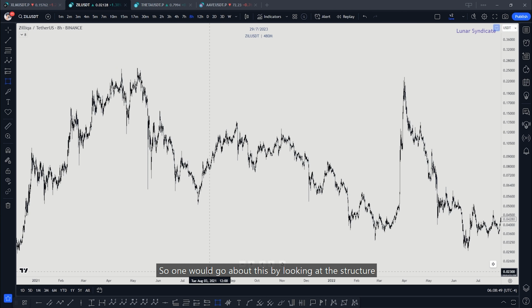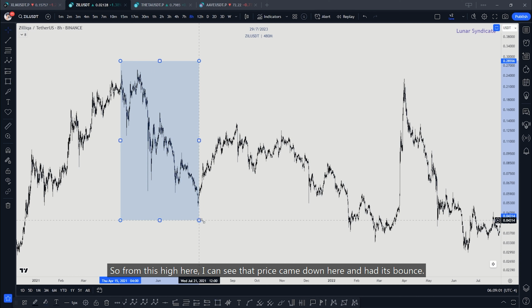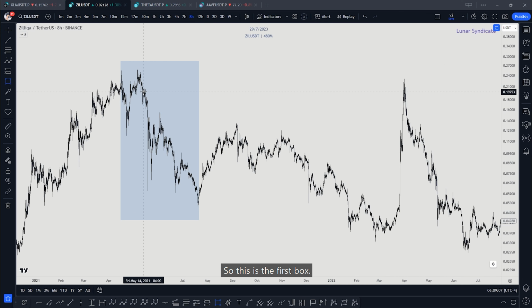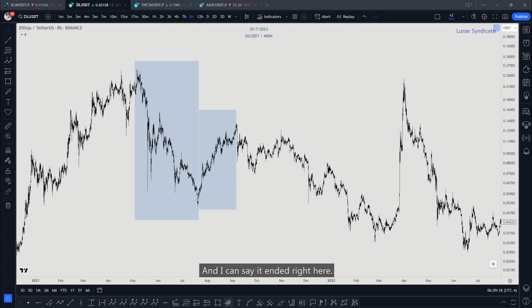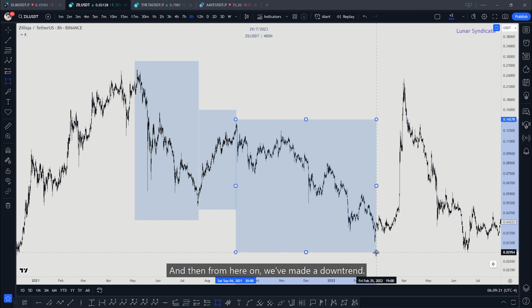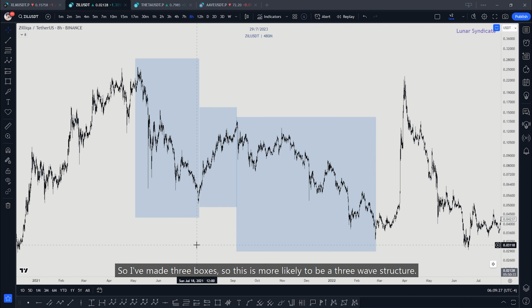So here is a structure where we can try to utilize the box method. One would go about this by looking at the structure and seeing where it bounces or has shifted. From this high here, I can see that price came down here and had its bounce. So this is the first box. And then next we have our second box. Let's see where it stops. I can say it ended right here. And from here on, we've made a downtrend. So I've made 3 boxes, so this is more likely to be a 3-wave structure.